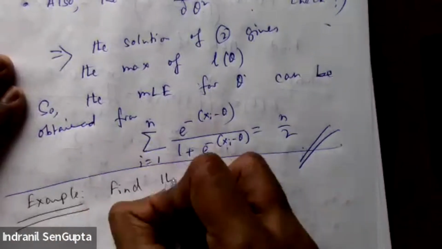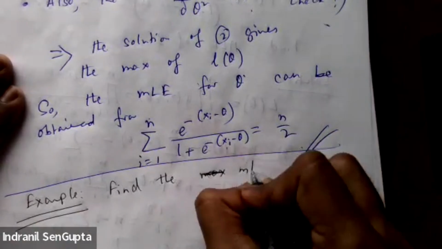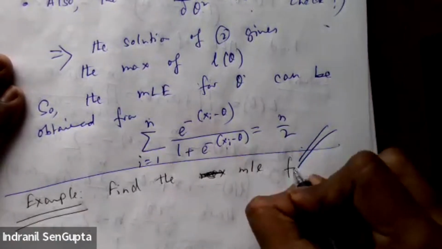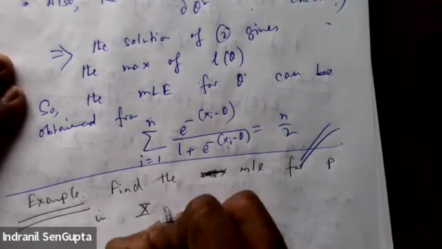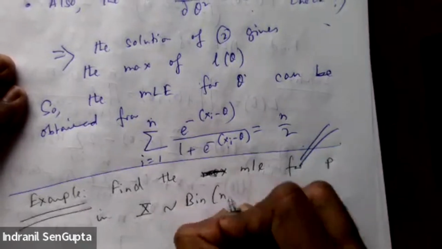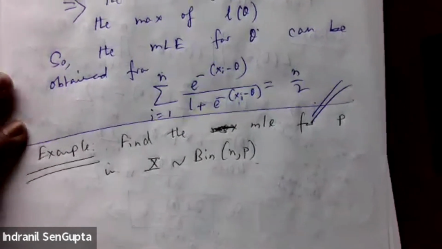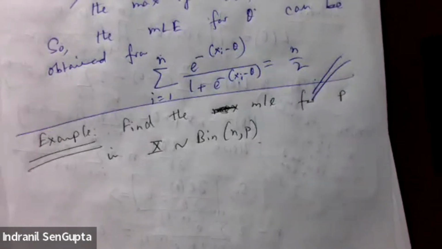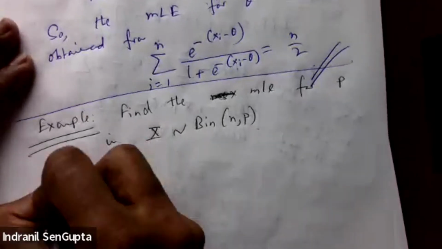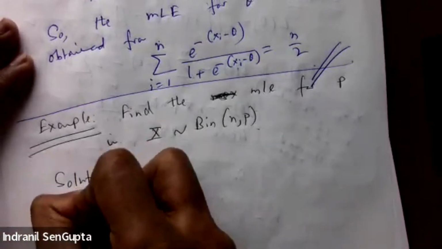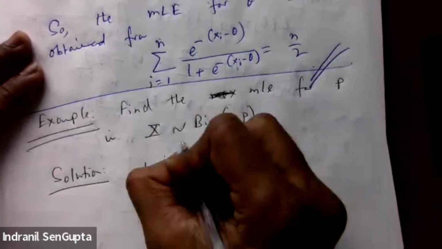Find the MLE, maximum likelihood estimator, for p in X follows binomial n, p. Okay. So it's a discrete version. So here, the log likelihood function solution. So the log likelihood function here, the theta is p, right?